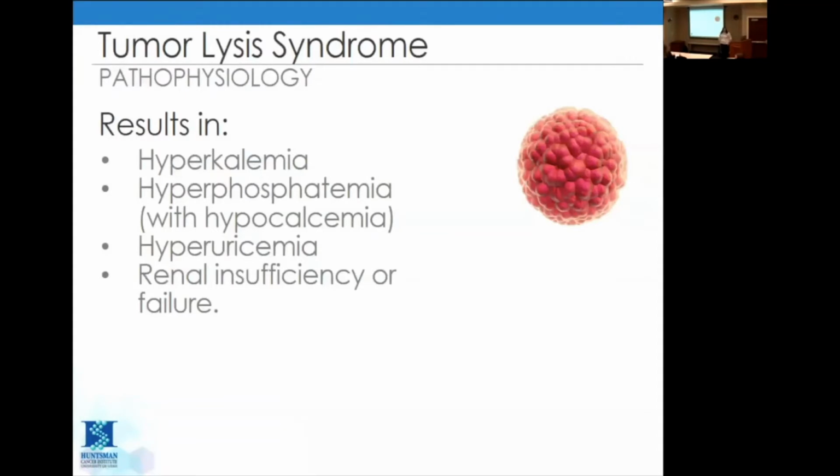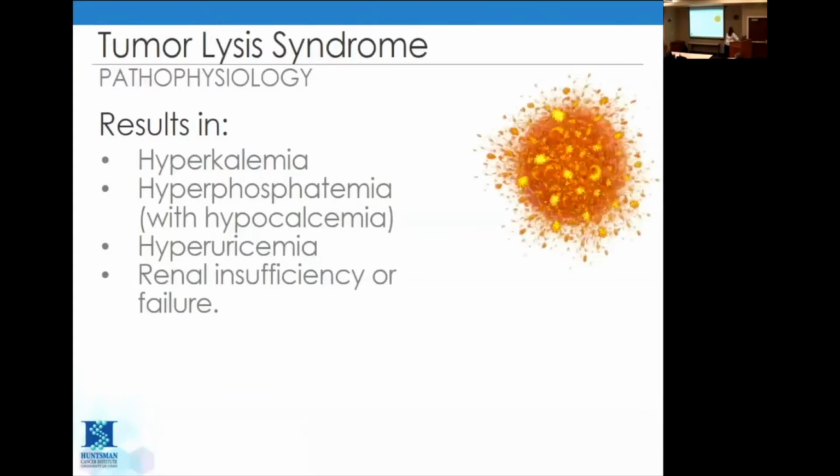and all of that works toward renal insufficiency. Oh my gosh. So, oh look, it blows up again.